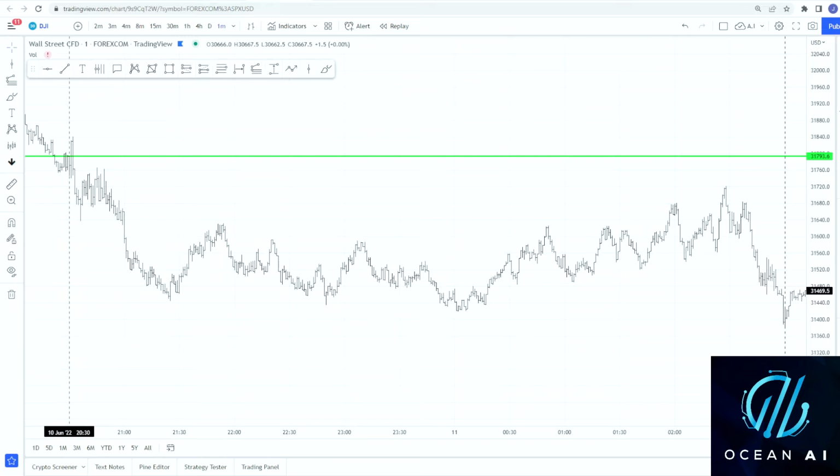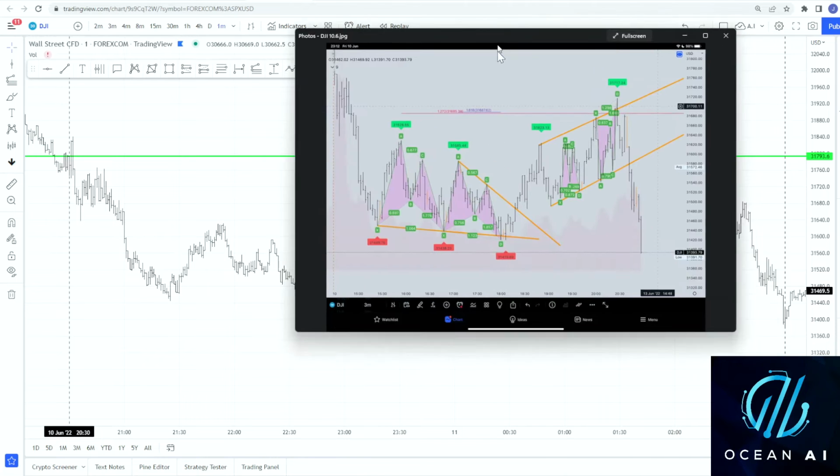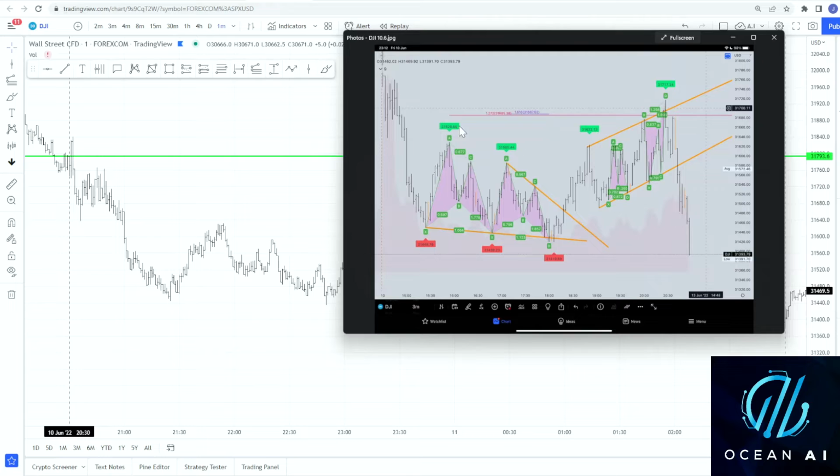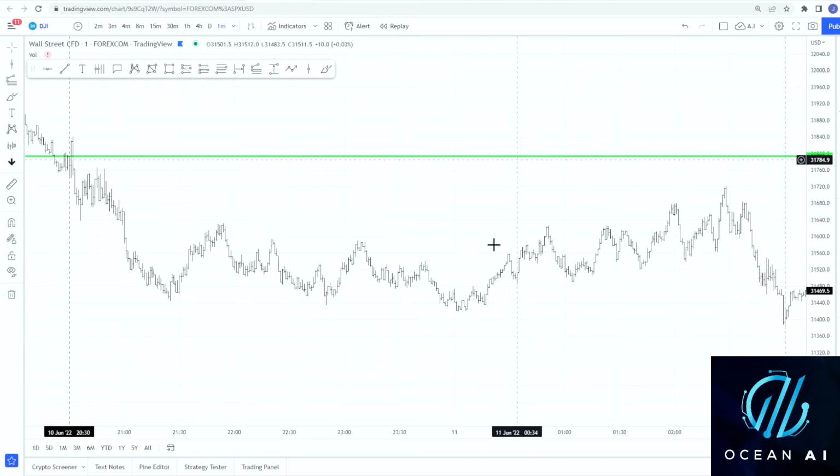The reason I'm doing this video is one of our members sent us through this chart on Saturday morning when I woke up. It was just the Dow Jones on the Friday, pattern after pattern after pattern. So this is why I'm doing this one.